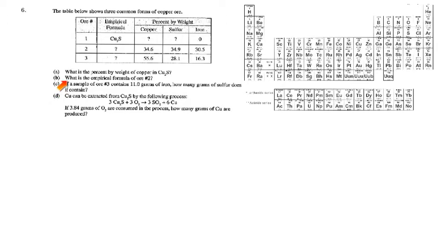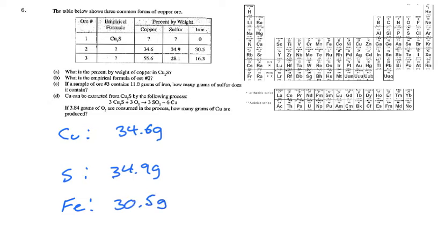In part B, they want to know what is the empirical formula of ore number 2. So we don't know its formula, but we know it's 34% copper, 34% sulfur, and 30% iron. So what we're going to do is assume that we have a 100-gram sample. So our copper is going to be 34.6 grams. Our sulfur is going to be 34.9 grams.